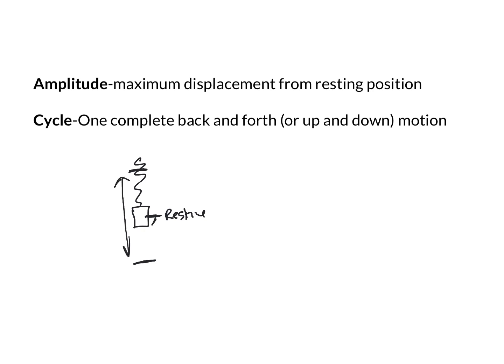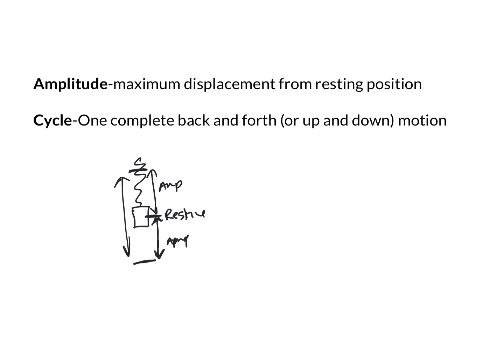The amplitude is the displacement, the maximum distance from the starting position or the resting position to either its highest or lowest point. So this distance right here could be the amplitude, or it could be this distance right here. And it really should be the same for each. And then another important term is the cycle, and that's one complete back and forth motion.